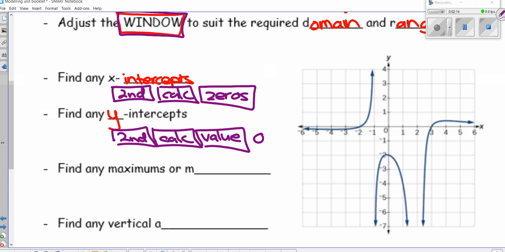So maybe we can do that. At the Y-intercept, X equals 0. That's why.